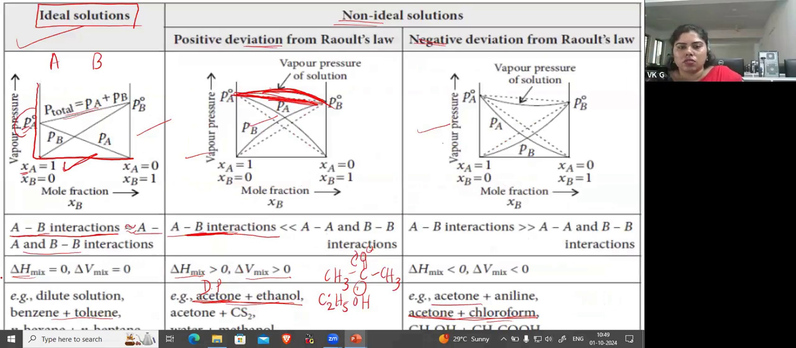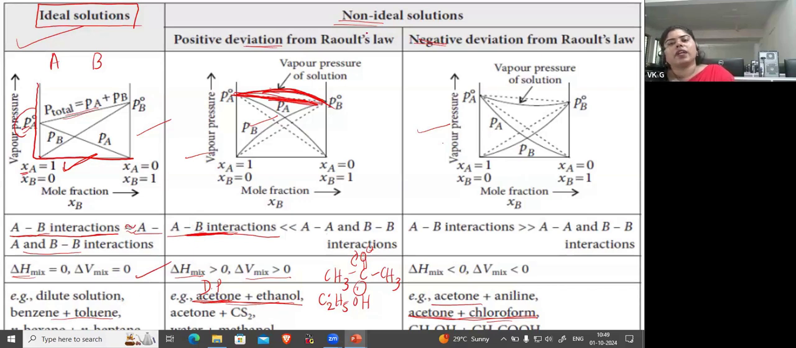Then you call it Raoult's law. So solutions which can obey Raoult's law are called ideal solutions. What are ideal solutions? The solutions that obey Raoult's law over the entire range of concentration. At any concentration, if it can obey Raoult's law, then you call it an ideal solution. The AB interaction will be equal to the AA and BB interactions. That is important. Delta H mix will be equal to 0. Delta V mix will be equal to 0.